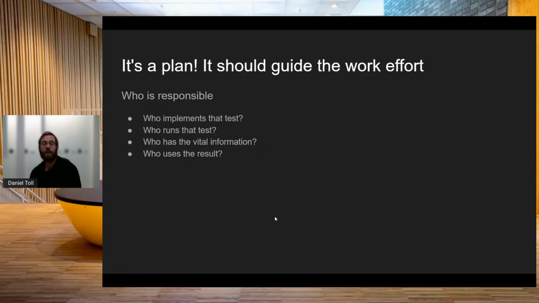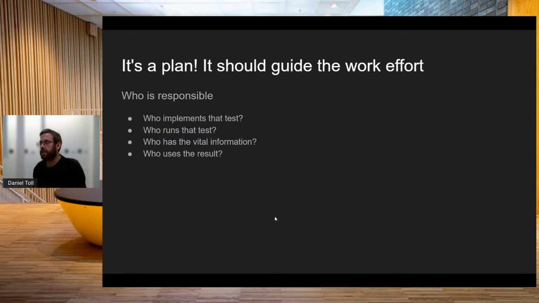So who is responsible? Who will implement a specific test? Who will run that test? And if we need some vital information, if we need some means, really, who has that? And then we decide who is going to use this result. So I think so much work is done for the sake of doing the work. And often we forget about the last one, who uses the results from this.